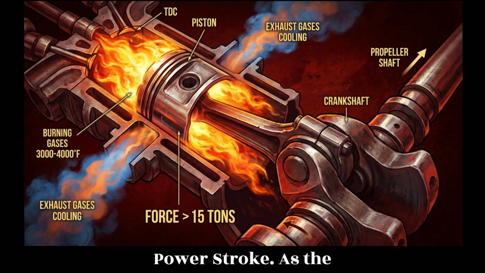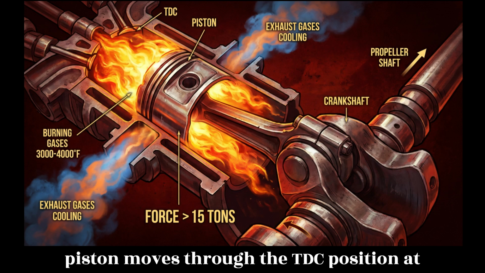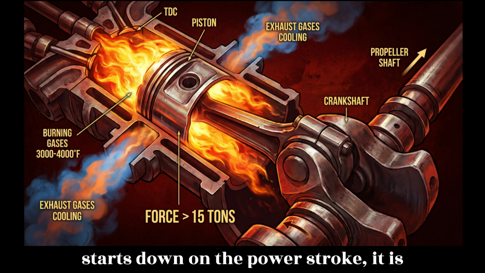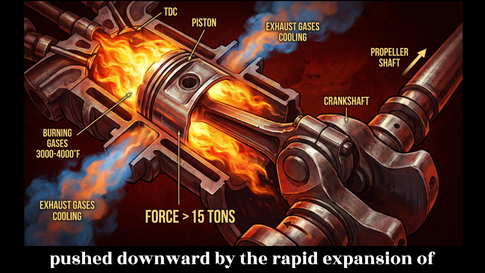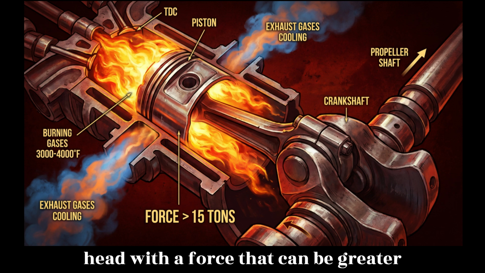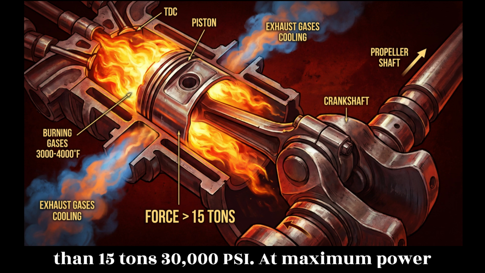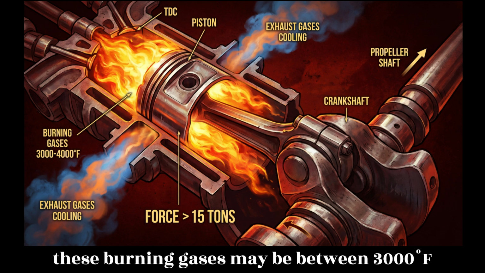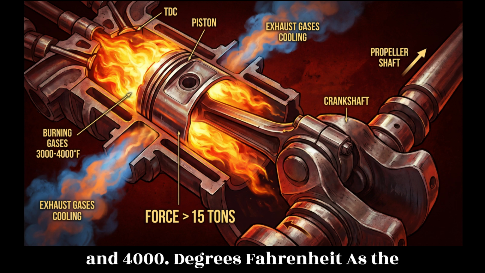Power stroke. As the piston moves through the TDC position at the end of the compression stroke and starts down on the power stroke, it is pushed downward by the rapid expansion of the burning gases within the cylinder head with a force that can be greater than 15 tons, 30,000 psi, at maximum power output of the engine. The temperature of these burning gases may be between 3,000 degrees Fahrenheit and 4,000 degrees Fahrenheit.